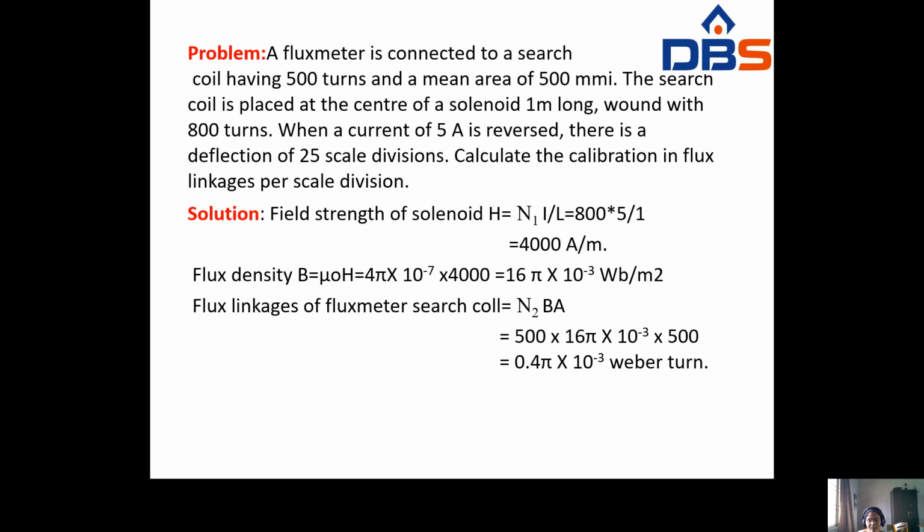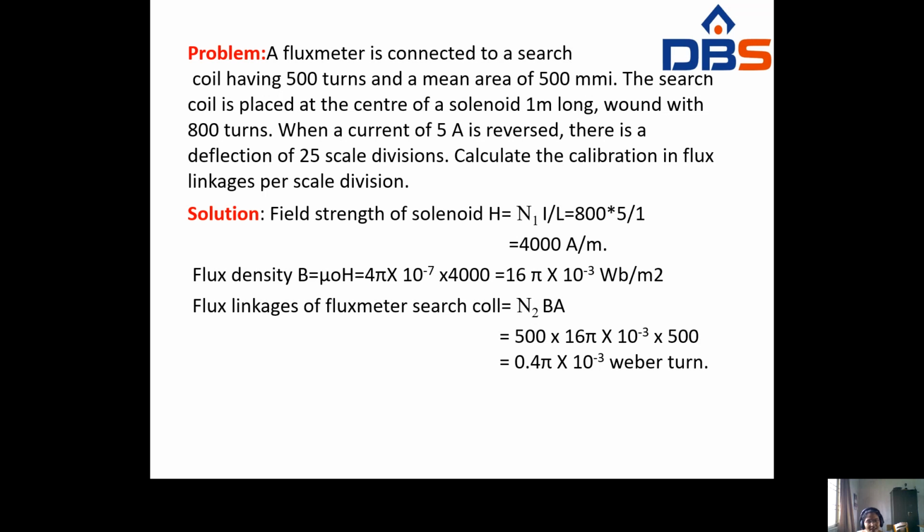Now the magnetic flux density. In terms of the magnetic field intensity, B equals mu naught H. Mu naught is 4 pi into 10 to the power of minus 7 and H is 4000. So 4 into 4 is 16, giving 16 pi into 10 to the power of minus 3 Weber per meter square.